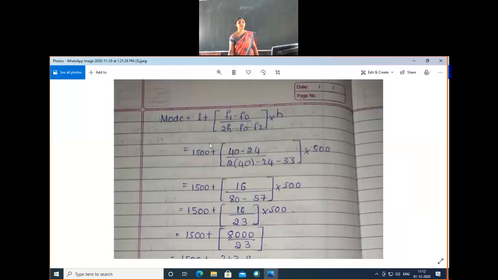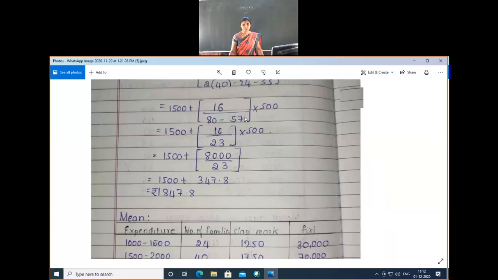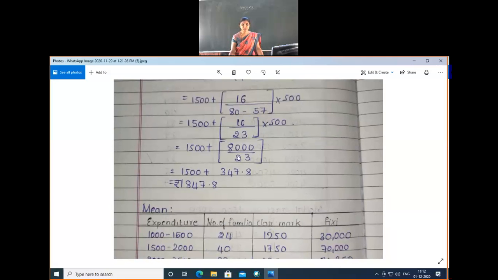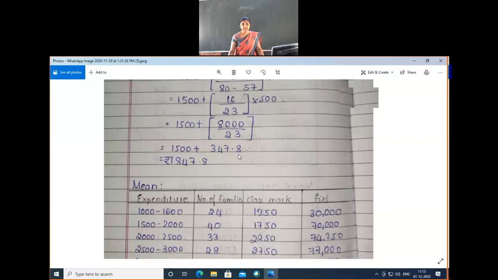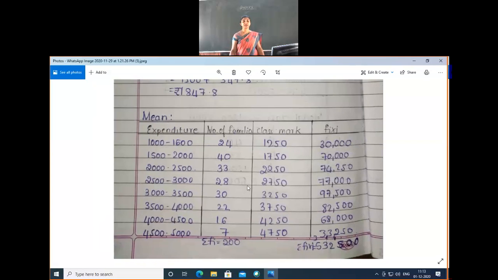Now just substitute the values in the formula. Mode is equal to L plus (F1 minus F0) divided by (2F1 minus F0 minus F2) into H. Substitute these values. I think you don't want a detailed explanation for the substitution. So here the answer, the mode of this data, is 1847.8. Same mode you have got now. Next, for the same data you have to find the mean also.